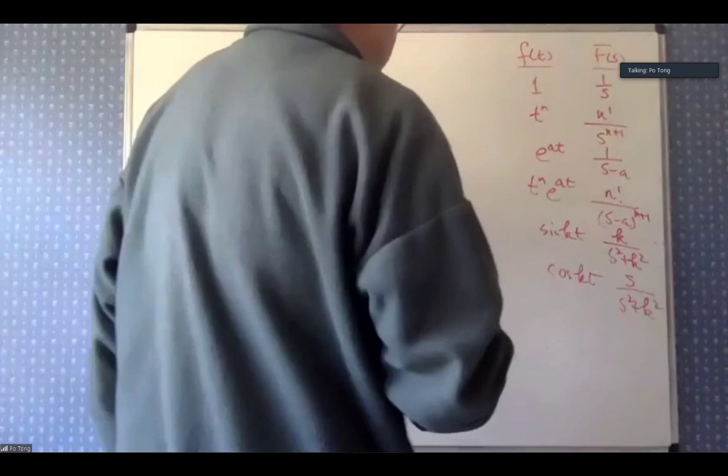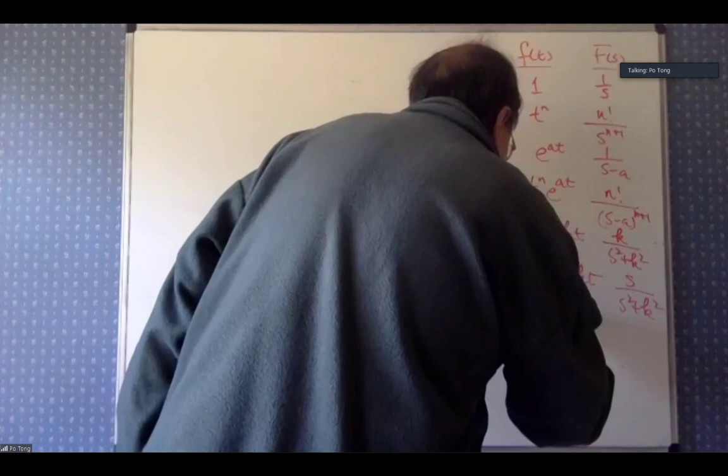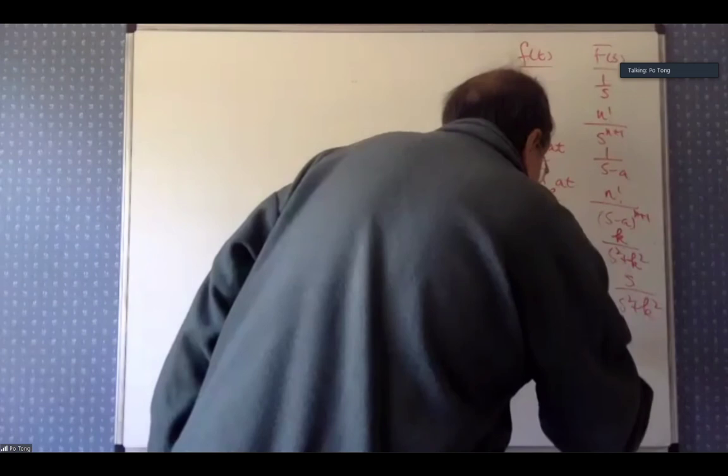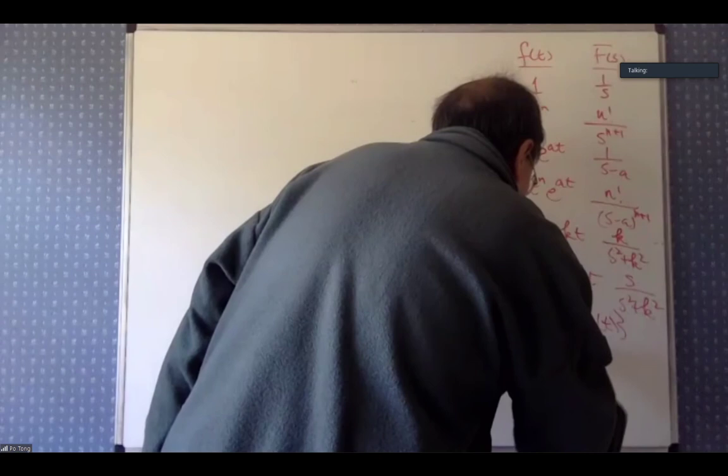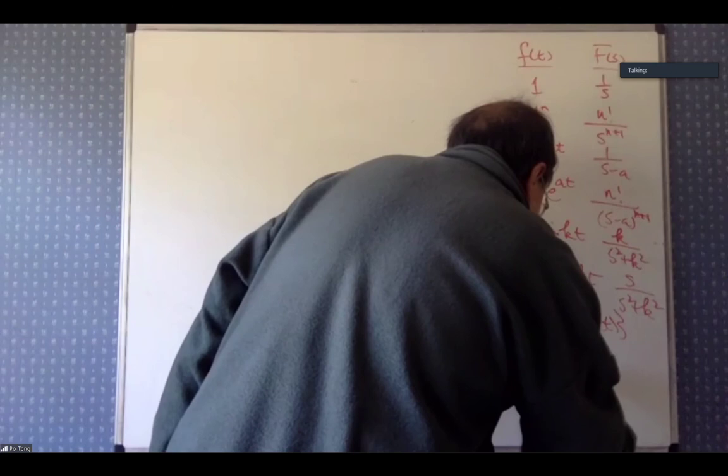Last time we also talked about the Laplace transform of alpha f(t) plus beta g(t). It's going to be alpha times the transform of f plus beta times the transform of g. The Laplace transform is linear. It has the linear property.